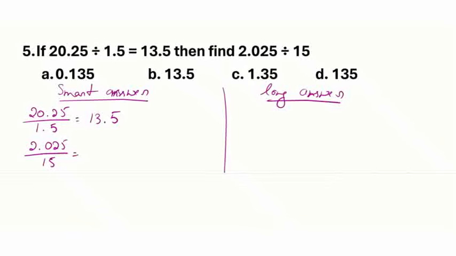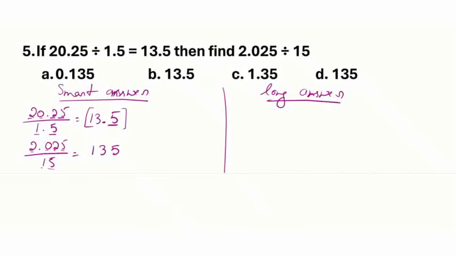If you observe, in 20.25 we have two decimal places. In 1.5, I got just one decimal place. Just subtract 2 minus 1, which is 1. That's why in the answer, put the decimal after just one number. If you follow this pattern, see here also the numbers are the same, 2025 by 15. Means in the answer also it is going to be 135, the digits are 135.